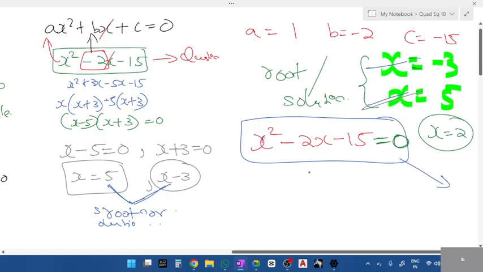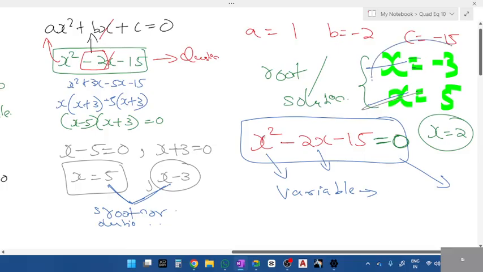Variables are alphabets. Constants are numbers. So which is variable here? X and these two are variables. What do you mean by variable, students? What is variable? Their value keeps on varying.